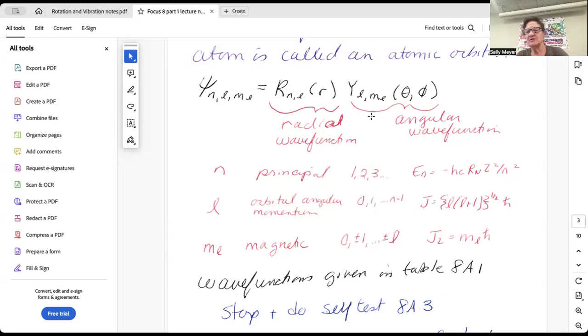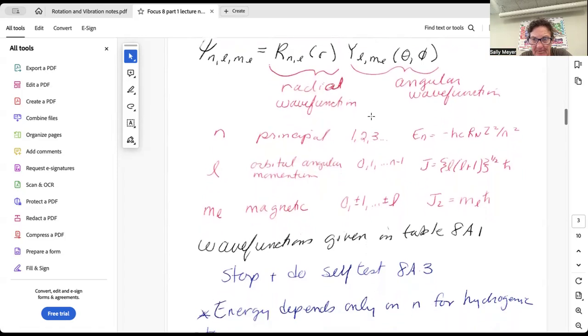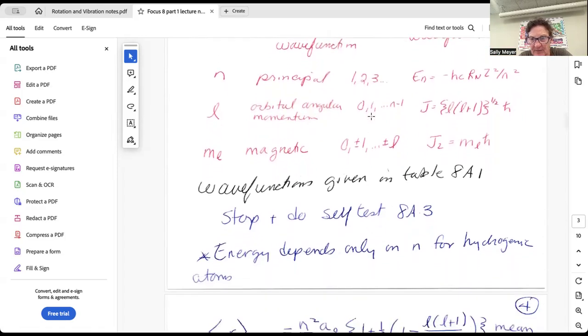So when you look at those two columns, you'll have to pull the pieces together. For example, if you want the total wave function, you have to multiply the first column times the second column to get, for example, the total wave function for a 1s orbital. So after you look at those, stop and do self-test 8a.3. Oops, I guess that's right before it. Just reminds you of some of the things you knew from Gen Chem about the orbitals.